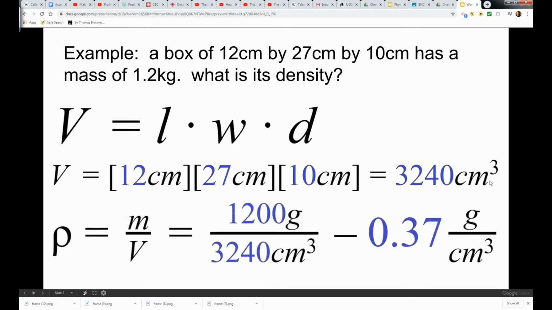Then when I calculate density, and I'm going to use rho. Row your boat. Density is mass over volume. There's my mass. There's my volume. I get a density of 0.37 grams per cubic centimeter. Ooh, and a mistake slid through. That should be an equal sign.